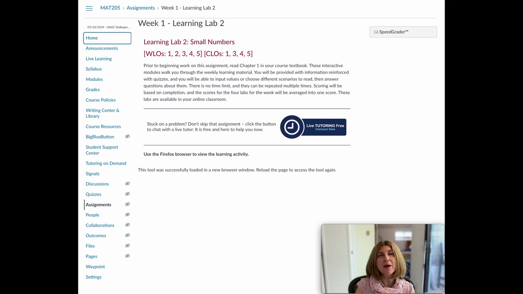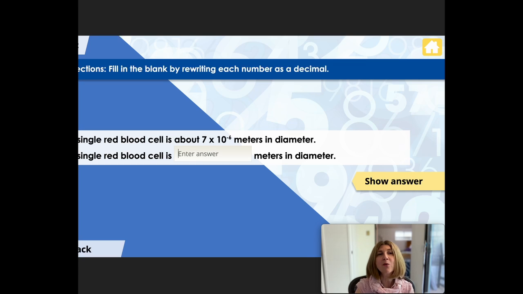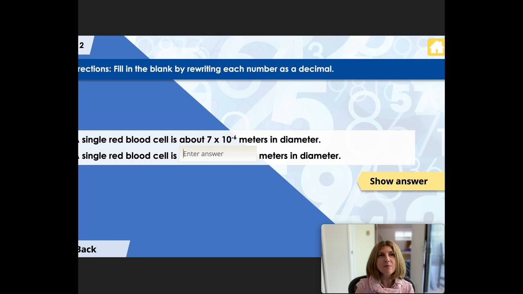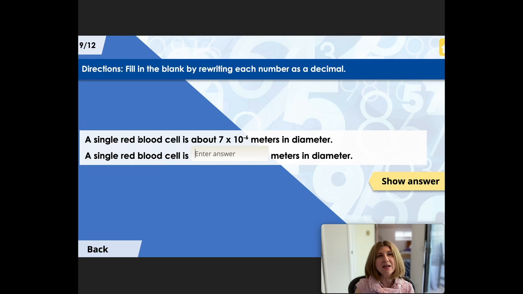Well, I opened up Learning Lab number 2 so we could look at one question together. This question asks us to take this number, which is in scientific notation, and write it as a decimal. So for me to think about doing that, I can type my answer out, but you might want to handwrite it, and I'll show you why.